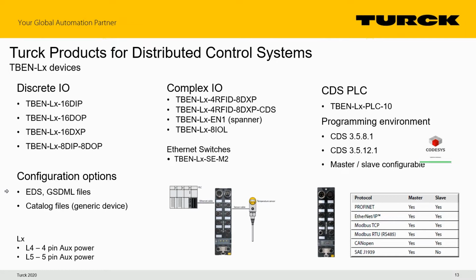For PLC configurations, we can do EDS on anything on Ethernet/IP. Anything on Profinet, we'll use a GSDML file. And then we have catalog files, which are specific to Rockwell, and those allow us full access to all of the configuration inside of our device. You'll see we've referred to these as LX. So L4 is 4-pin auxiliary power, L5 is 5-pin. All of the other features are the same.